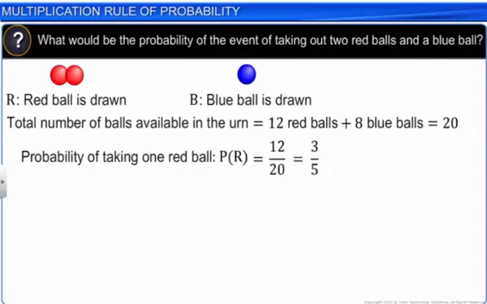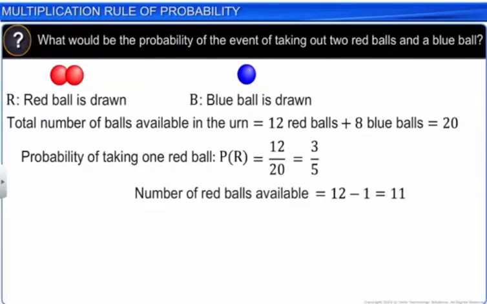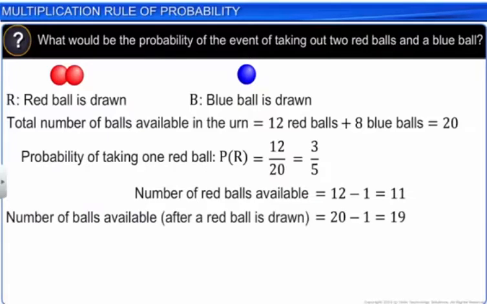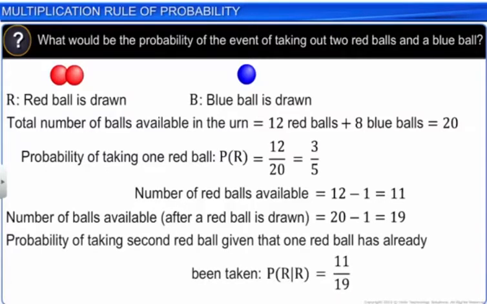Since the ball drawn is not replaced in the urn, 11 red balls are now available, and the total number of balls is 19. Now, the probability of taking another red ball is given by the probability of R given R is equal to 11 divided by 19.